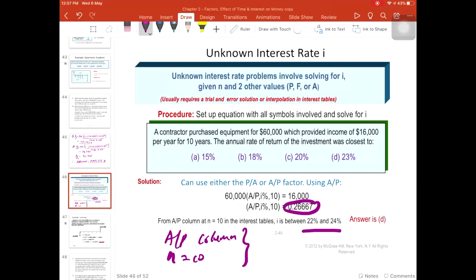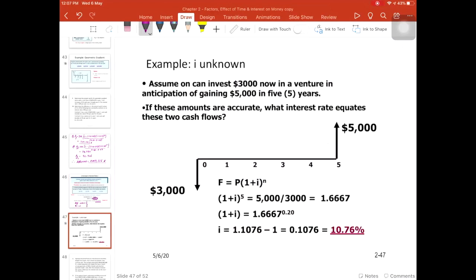Alright. As an example for finding i, assume one can invest 3,000 ringgit now in a venture that will return 5,000 at the end of year 5. If this amount is accurate, what interest rate equates this cash flow? So this one uses the formula F equals P times (1 plus i) to the power of n.